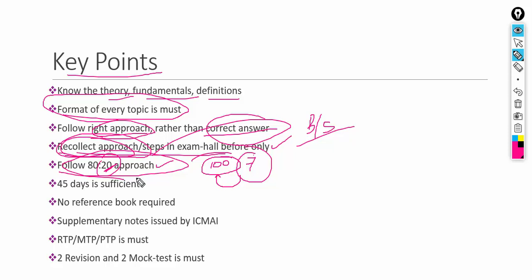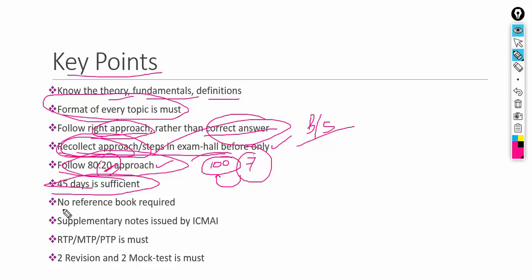Yeah, so 45 days is sufficient, guys. In case you come from a commerce background, I would say 40 to 45 days is sufficient, given that you put in consistent time and effort to understand each of the topics. Yeah, some people might take more time, but you can try to have a proper set of planning for this.